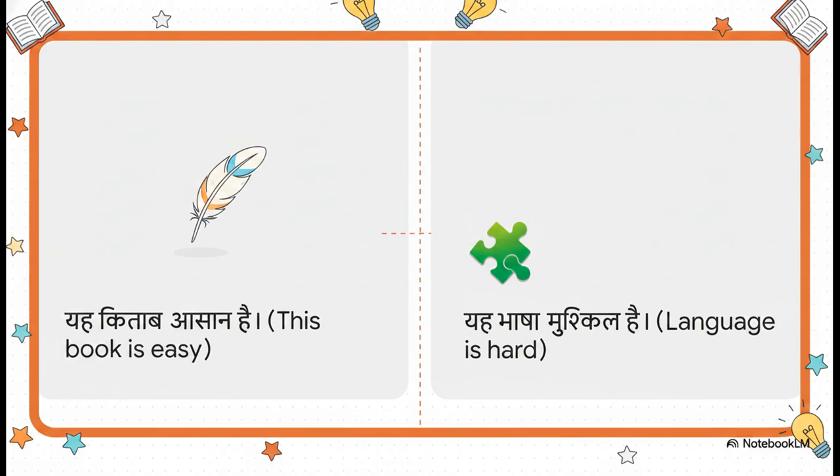If we combine kitab and asan, it gives us ye kitab asan hai. This book is easy. Try saying that out loud. Perfect. Next, let's combine basha and mushkil. Ye basha mushkil hai. This language is difficult. Let's hear you say that one. Well done. You are making real, actual statements now.